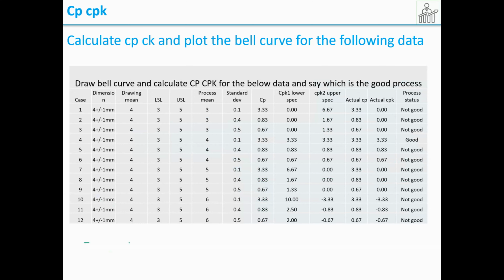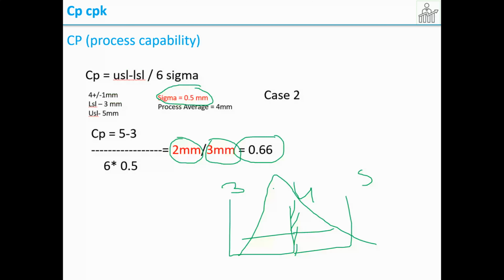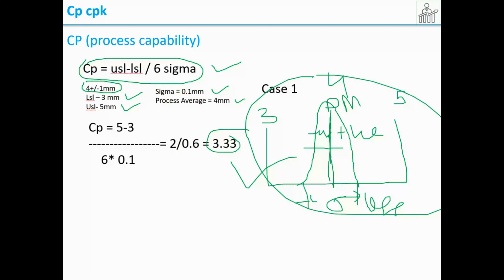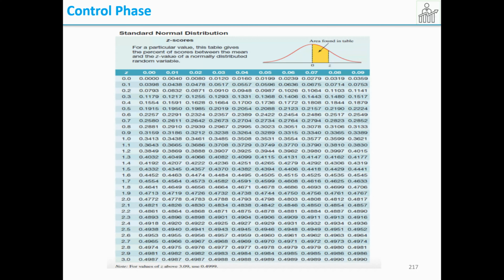This is an example for you. So please calculate CP and CPK and draw the diagram like this for all the cases. And you comment which process is good. So in this case, I have already given that case 4 is very good. So for all 12 examples, you plot the standard graph for all and calculate the CP and CPK values.